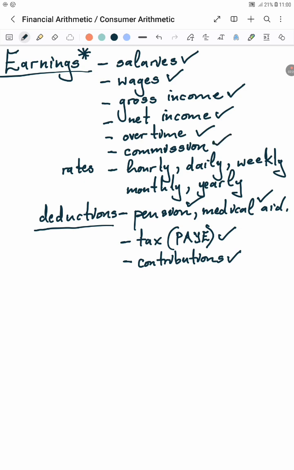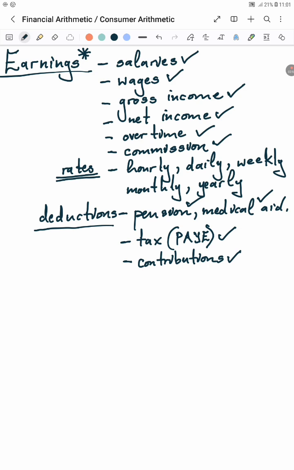Then we look at commission. Commission, this is what you get, like a certain percentage that you get after sales. If you manage to reach sales of this much, we're going to give you a percentage of this much. That is commission.